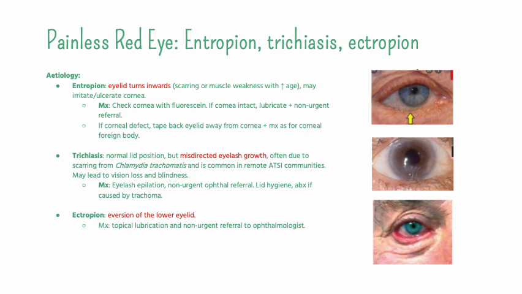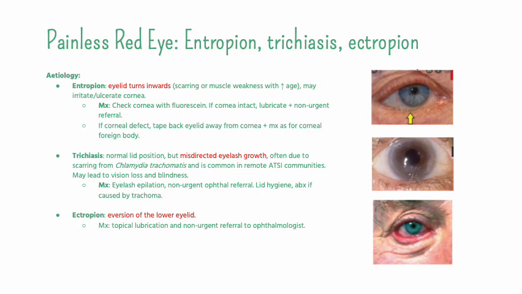So with an entropion, which is when the eyelid turns inward, this can and may irritate or ulcerate the cornea, and so it's important to check if there's a defect. If there is a corneal defect, tape away the eyelid from the cornea and manage as per corneal foreign body.